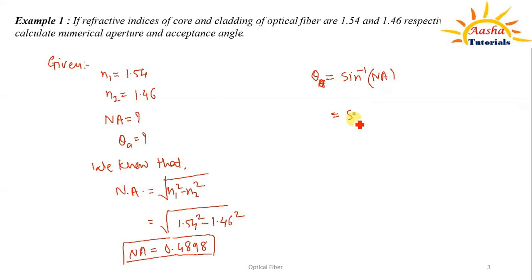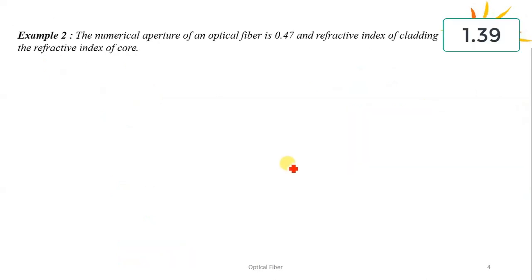And here numerical aperture we already found. So let me put this value, 0.4898, and I have to find the sine inverse of this. After finding it on the calculator, we get this value as 29.32 degrees. So the acceptance angle for this particular optical fiber is 29.32 degrees. This is quite a simple problem. Now let's see the second problem.